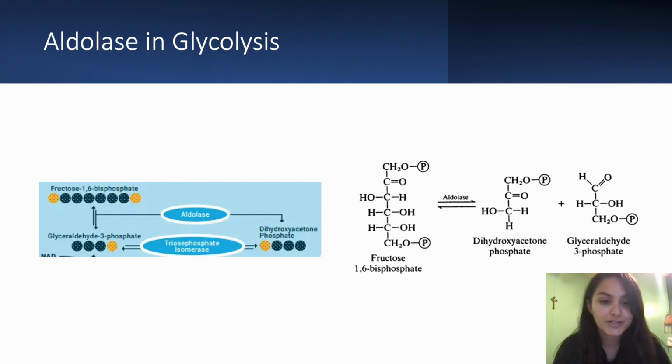So, in conclusion, aldolase's role in glycolysis is crucial for the efficient breakdown of glucose and the subsequent production of energy in the form of ATP. By catalyzing the cleavage of fructose 1,6-biphosphate, aldolase ensures the proper flow of intermediates through the glycolytic pathway, allowing for the generation of ATP and NADH, which are important for cellular processes and energy production.